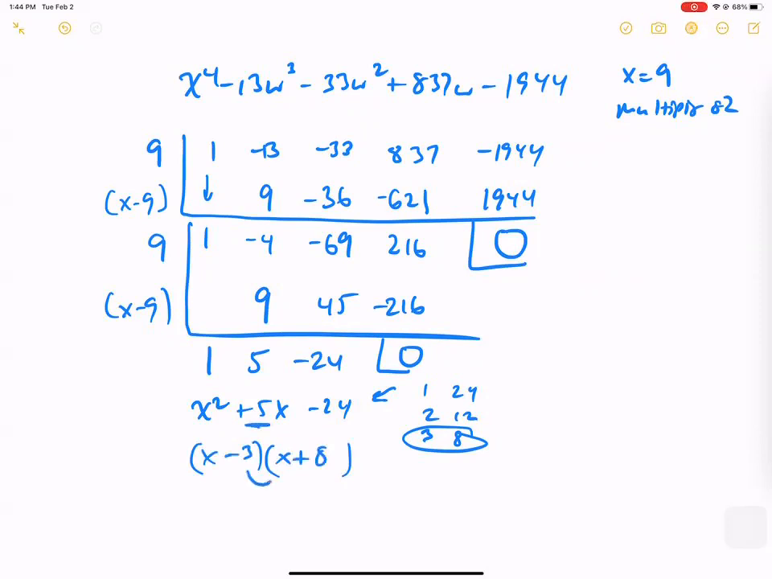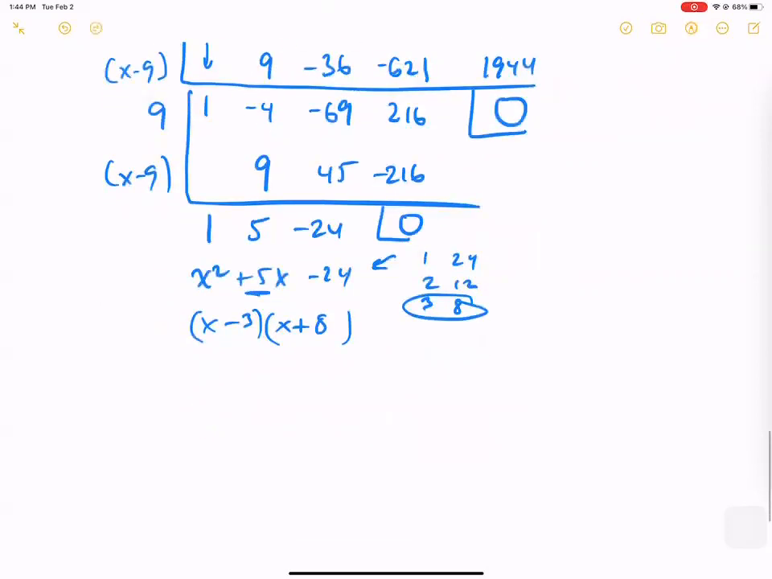You can double check that. That's negative 3 and positive 8 combined to become 5x. So what are all the factors here? The factors are x minus 9, x minus 9, because it happens twice, right? And then x minus 3 and x plus 8.